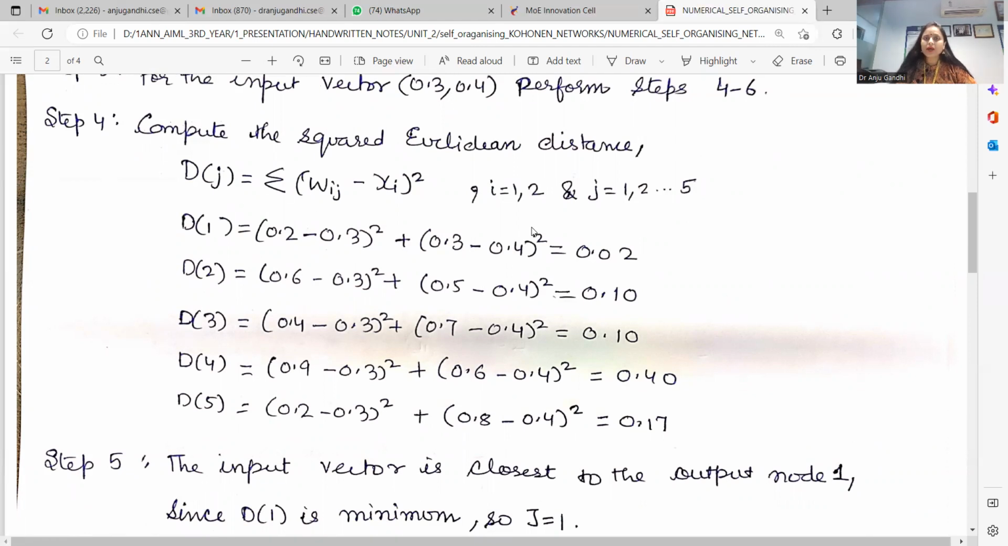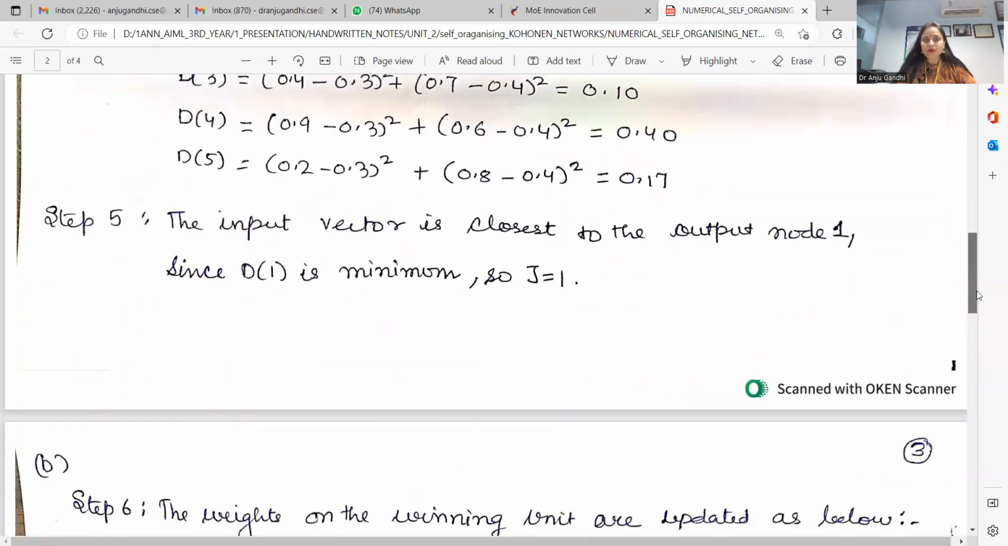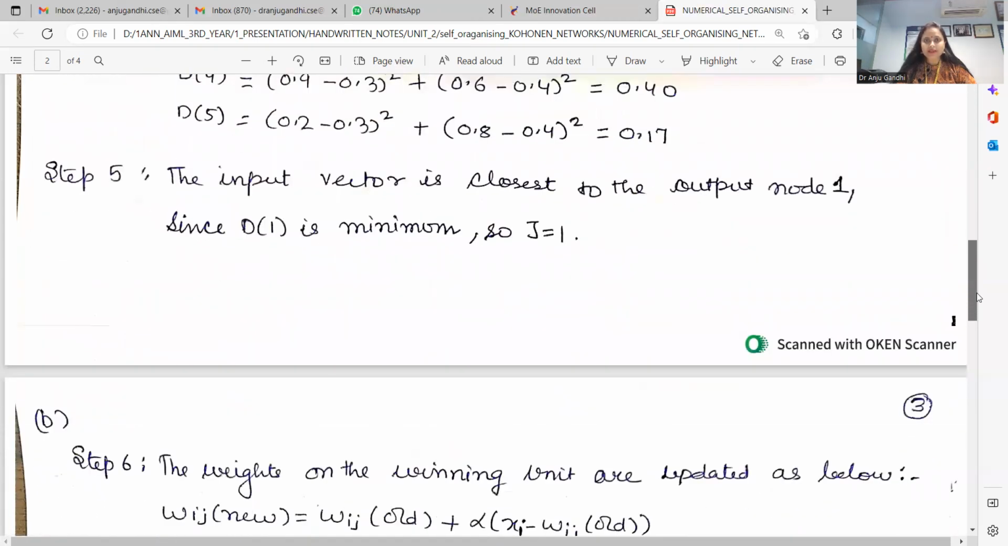right? So as per the algorithm, when we calculate the distance, we have to find out which one is the minimum one, right? So the minimum one is the D1 with us. So when we find that this is the minimum, J is equal to 1, and for J equal to 1, it will become the closest for the node 1. So D1 is the minimum for that.